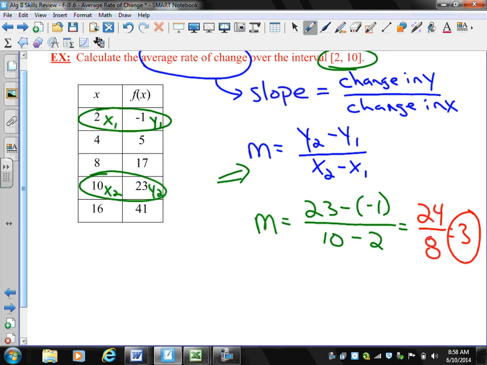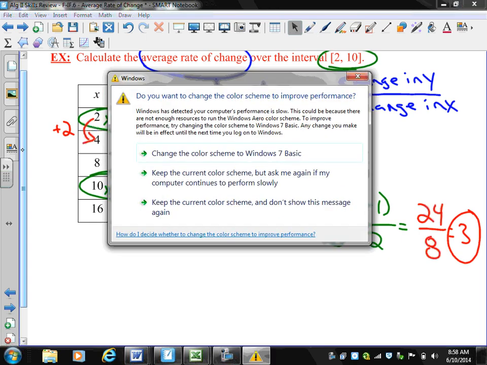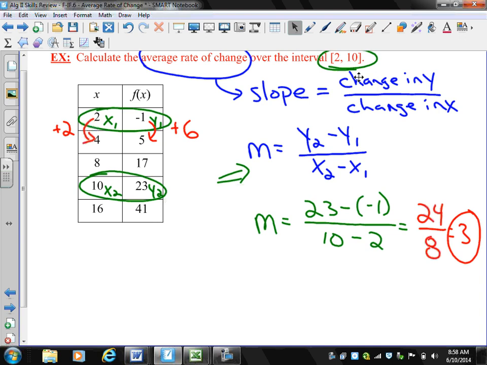And if you notice, every time x goes up 1, y is going to go up 3. So here, in my first jump, x goes from 2 to 4. That went up 2. My y value went up 6. So this went up 2, this went up 6. And that continues for all of these points, not just from 2 to 10. Okay, so that's how we calculate the average rate of change over an interval given the table.